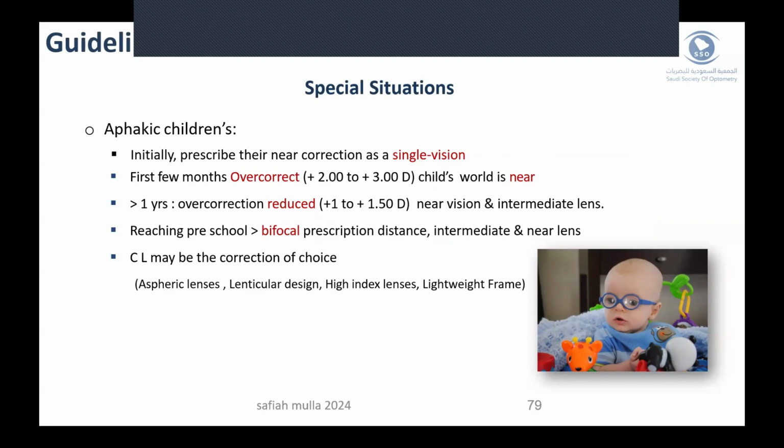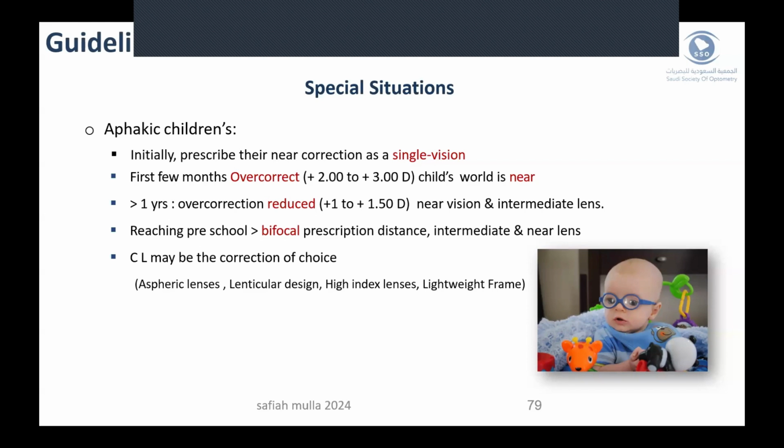After the age of 1 year, you reduce the overcorrection to 1 or 1.5 diopters, because you want them to see near and intermediate distance. And then when they reach preschool age, you're going to give them a bifocal prescription for distance, intermediate and near lenses.